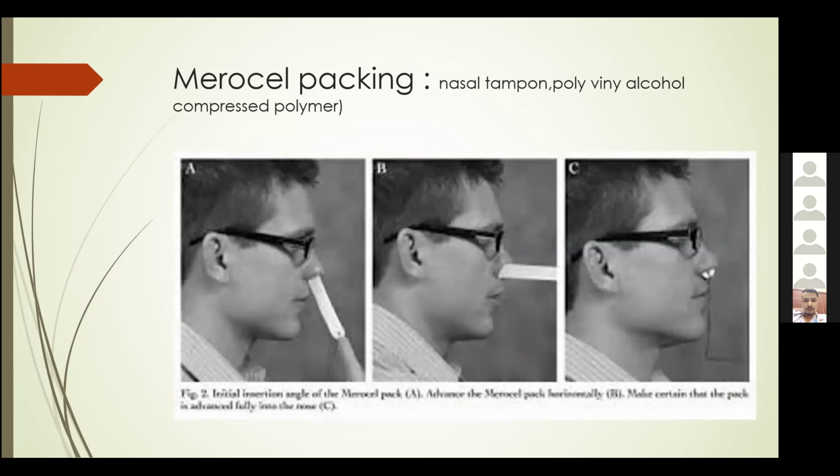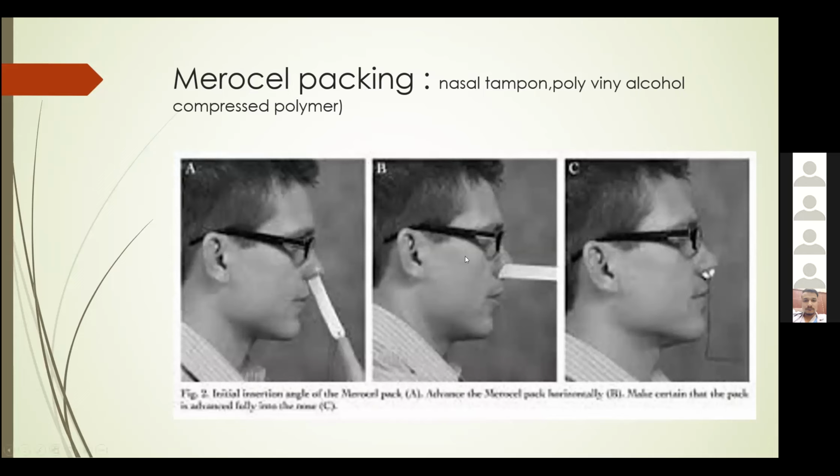This is a compressed polymer, so you can see it's sponge-like in form. You need to moisten it a little bit shortly before you pack the patient. And you can see in diagram A, this is going in the inferior turbinate. It's not the superior turbinate, because with the superior turbinate you've got a problem with the ethmoid bone. You don't want to push that into the brain. So it has to be in the inferior turbinate.